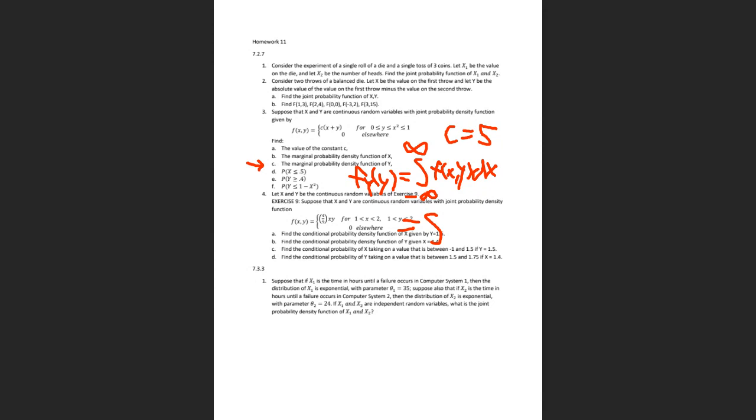So let me draw the region again. We have this region here. We have the graph of y equals x squared. We have x equals negative 1 and x equals 1. And here's x going from negative 1 to 1. And so that's the region that we care about here. So, the marginal probability density function of y: what's the probability that y is equal to a particular value?